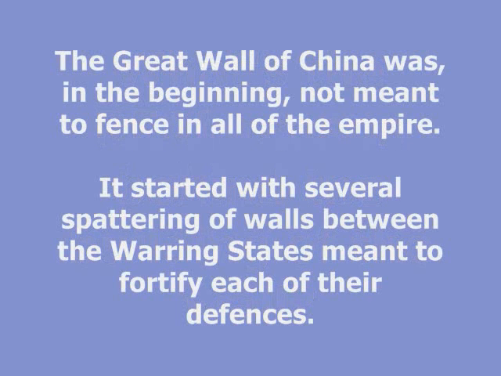The Great Wall of China was, in the beginning, not meant to fence in all of the empire. It started with several scattered walls between the warring states meant to fortify each of their defenses.